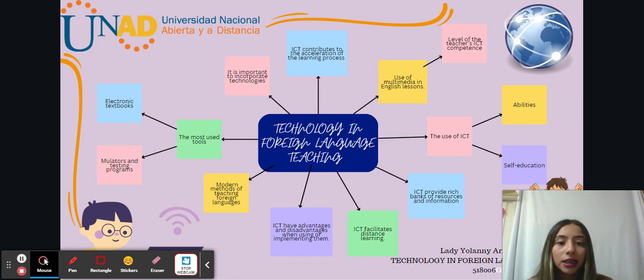Classification: the TIC tools used in the educational systems can be divided into two types. One, hardware: computer, printer, scanner, camera, audio, video recorder, etc.